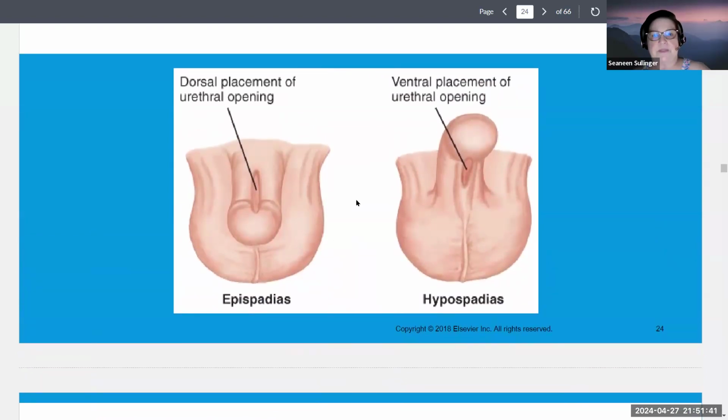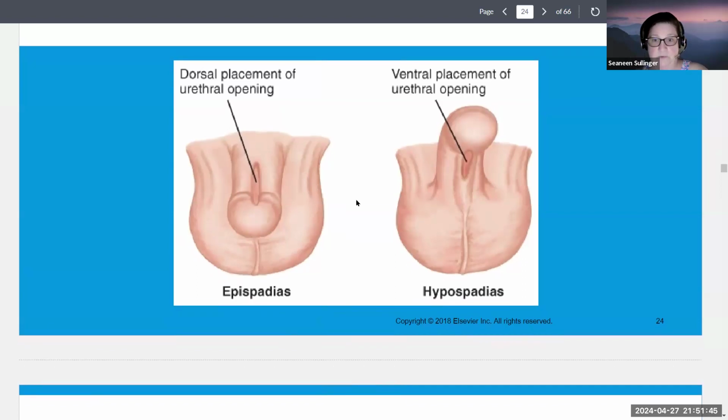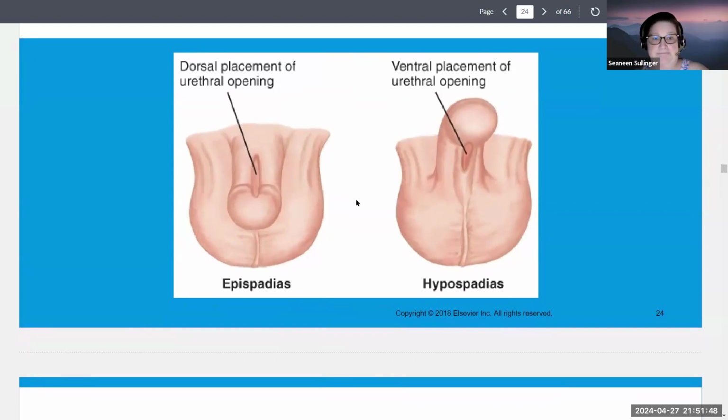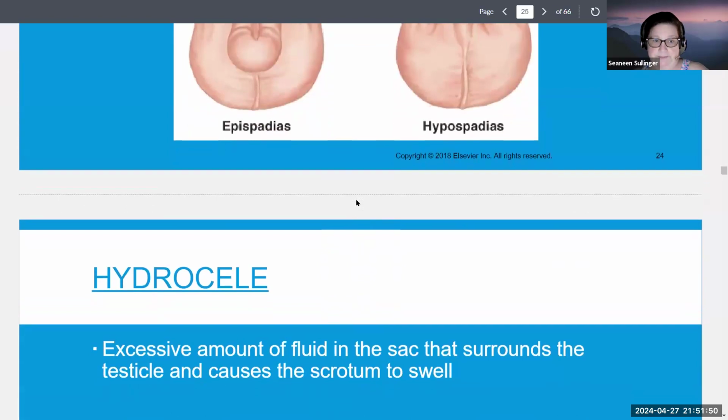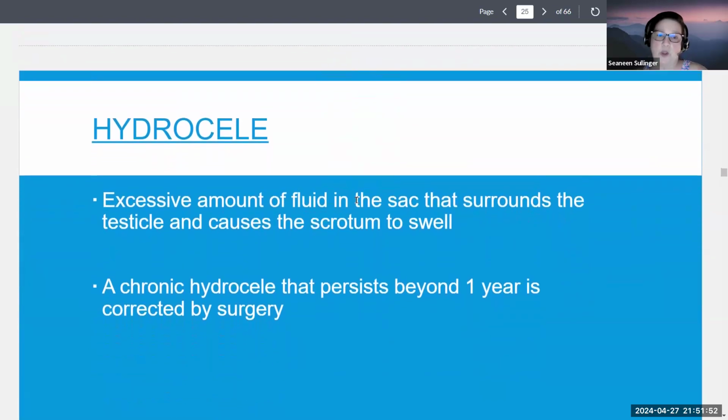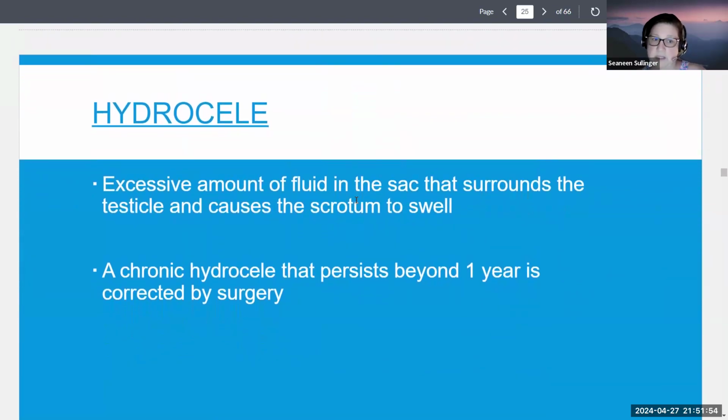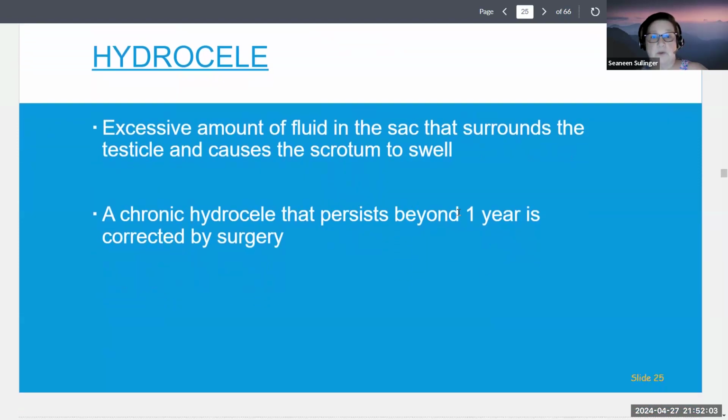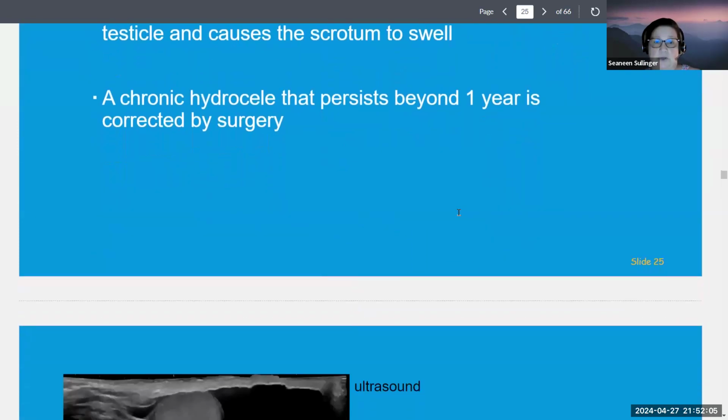It's also something that the parent's probably not expecting. And so just to do some teaching about what to expect. There's also something called hydrocele, which is fluid in the sac, in the scrotum. It's around the sac that surrounds the testicle itself and causes the scrotum to swell. If it persists beyond 1 year, then it can be corrected by surgery.